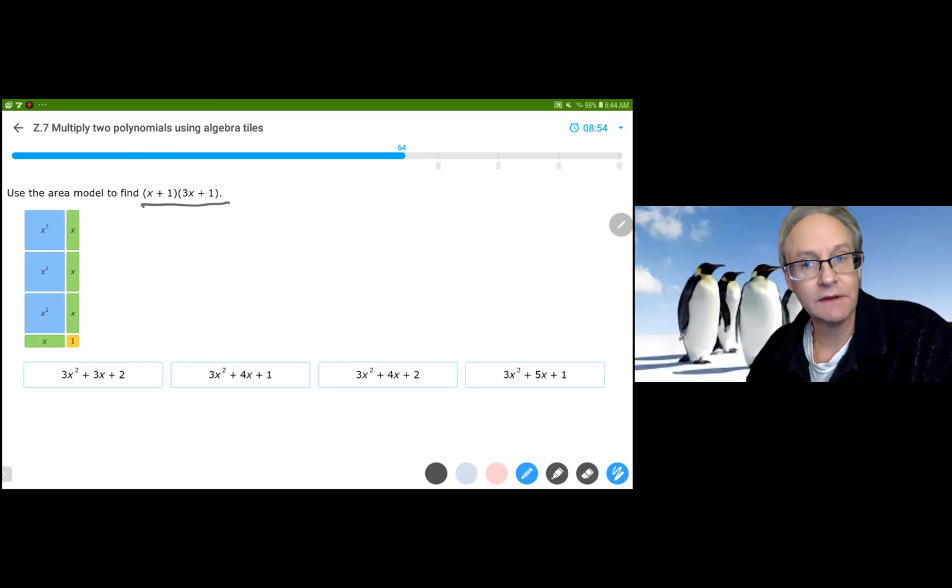I kind of like to look at these and just make sure that I add my middle terms, because the firsts are pretty easy to multiply. X times 3x is 3x squared. And the lasts are pretty easy to multiply. That's going to be the 1 times 1. But it's the middle ones that you want to add in your head, the 3x plus 1x, which is 4x. And of course, here's the visual of it.